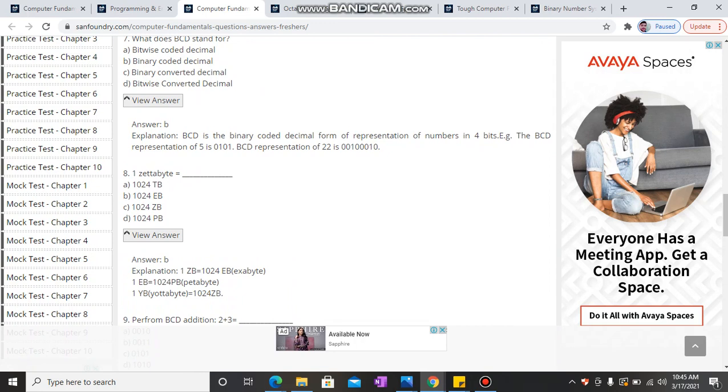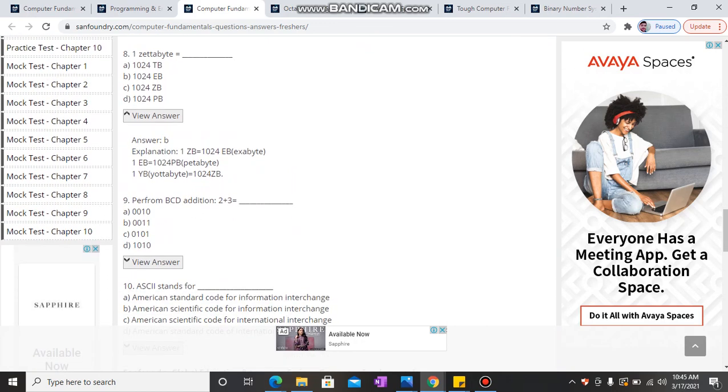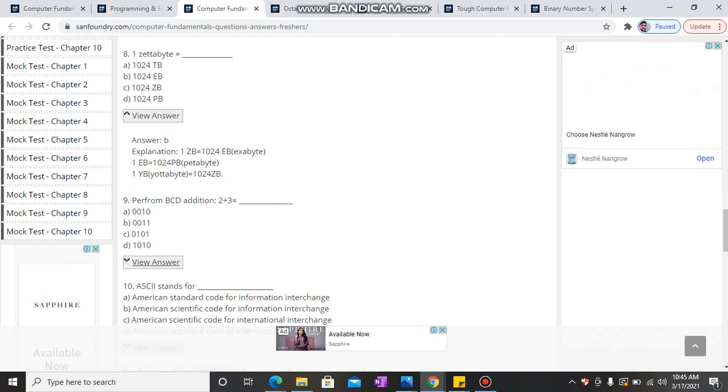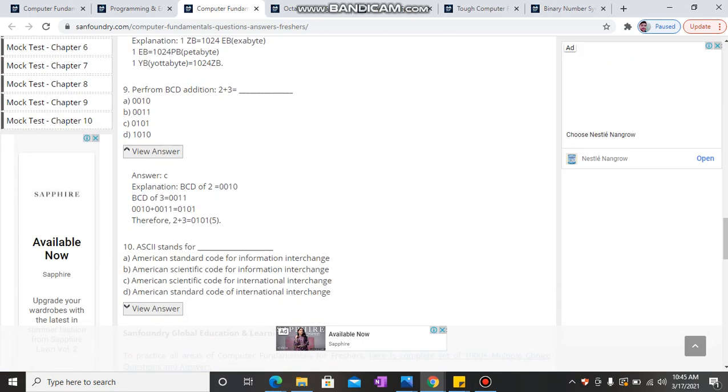Like 1 exabyte is equal to 1 petabyte, and 1 yottabyte is equal to 1 zettabyte. Perform BCD addition on 2 plus 3. Like we can say that, let's solve this.